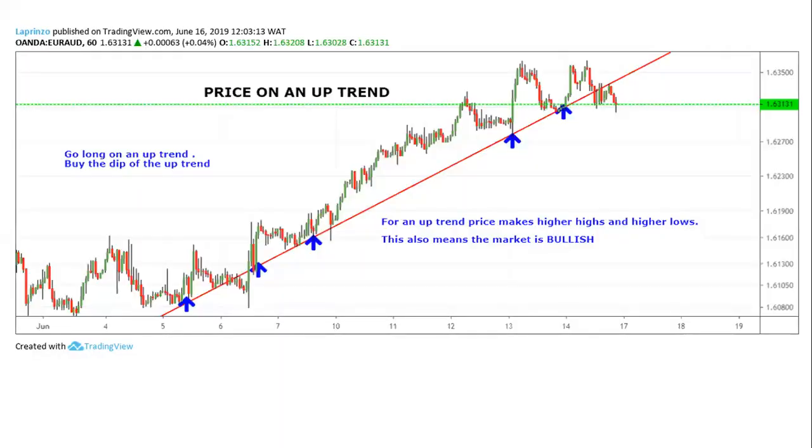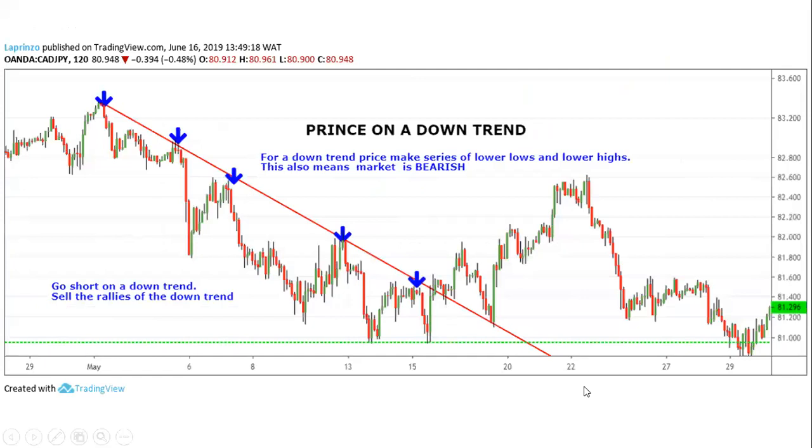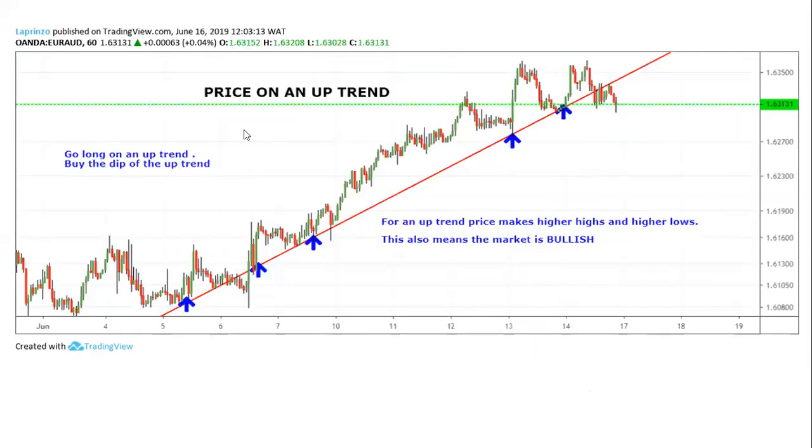So let me show you how to understand when price is on an uptrend and when price is on a downtrend. So for instance, what you're seeing here is an uptrend. And what is an uptrend? Going long on an uptrend, buy the dip of the uptrend. For an uptrend, price makes higher highs and higher lows. This also means the market is bullish.